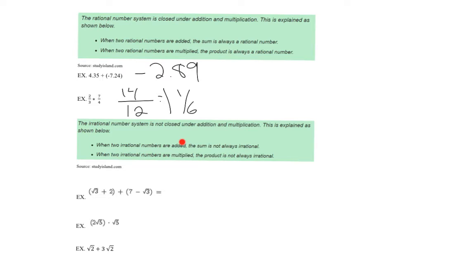So you could add two irrational numbers and end up with a rational answer or an irrational answer. And the same with multiplication. And there's some examples down here that show you those. So here you're adding two irrational numbers and your answer is 9, a rational number. In the second example, you're multiplying two irrational numbers and you get 10, which is a rational number. And then this last example, if you add these two irrational numbers, your answer still ends up being an irrational number, because when you convert this to a decimal, the decimal just keeps going forever and not repeating.